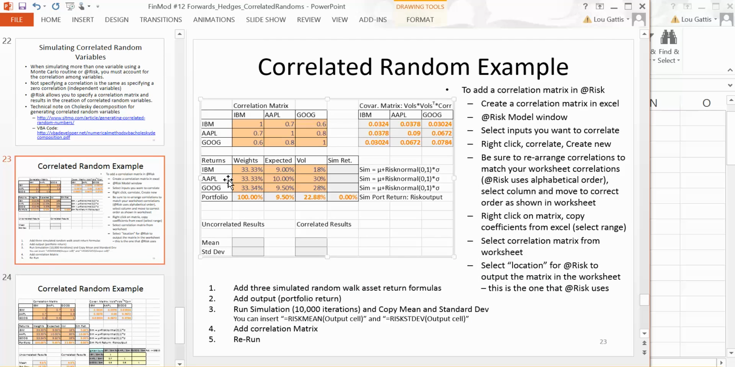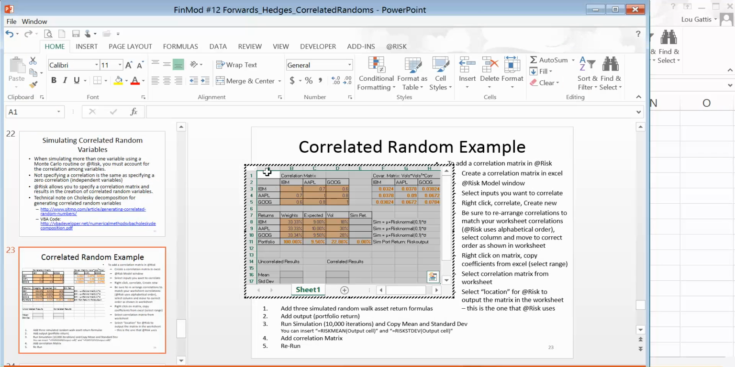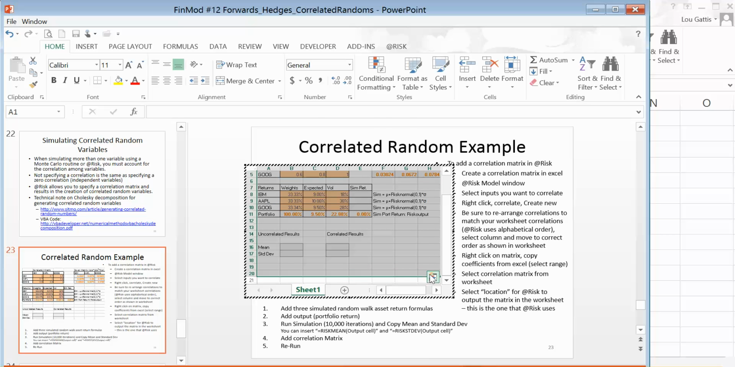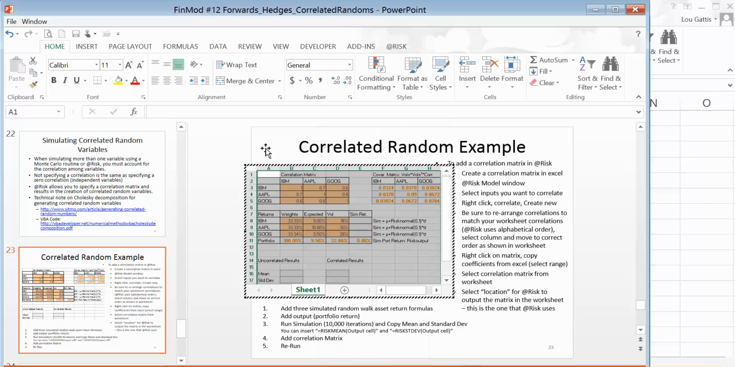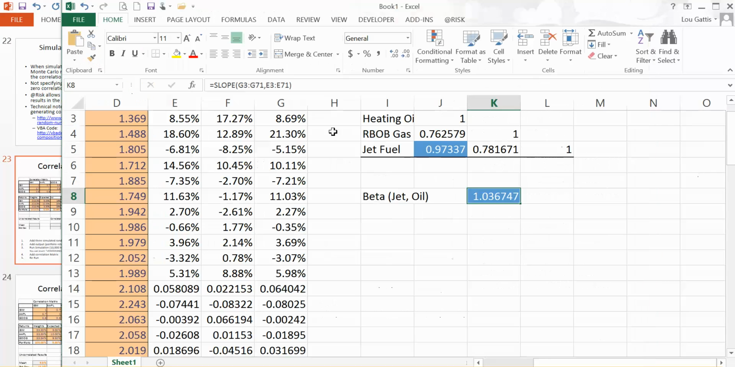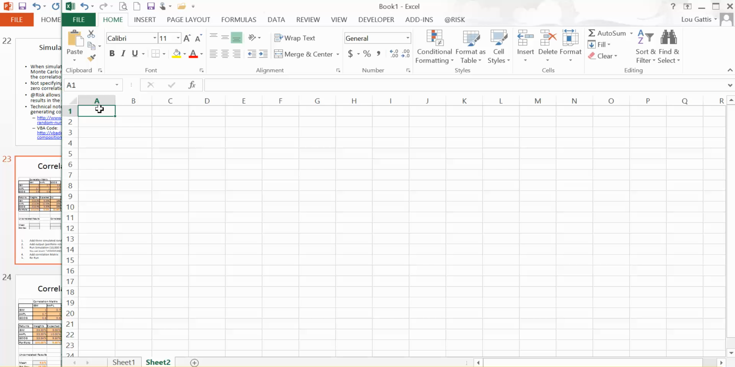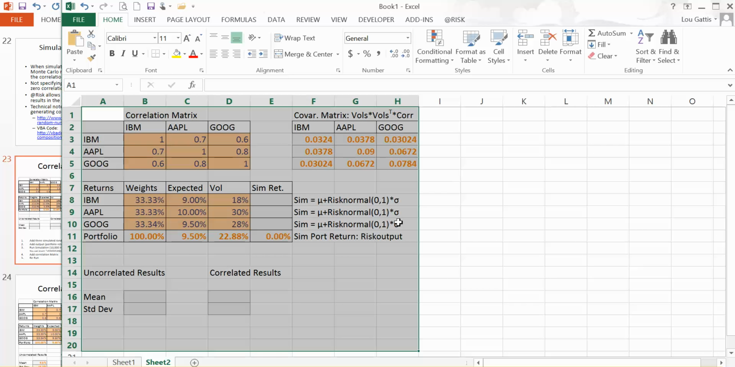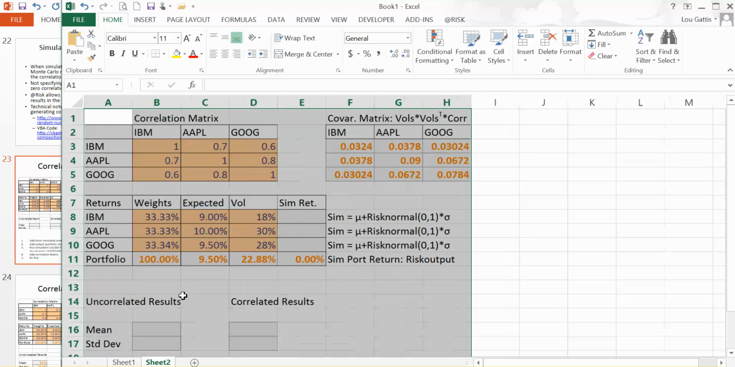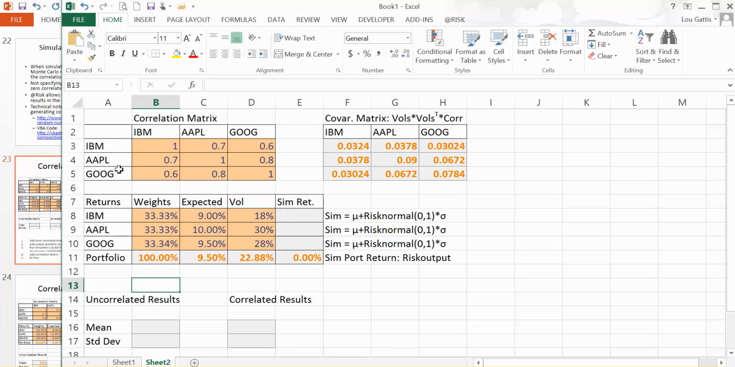Let's grab this data. Copy that. I want to make sure I get out of PowerPoint. And I'll paste it. And make sure you have @RISK running. So in this case, I have a portfolio of IBM, Apple, and Google. I'm one third invested in each asset. Expected returns were given. Here are my standard deviations of each asset. And I calculate the covariance matrix, which is the vols times the transpose of the vols times the correlation matrix.